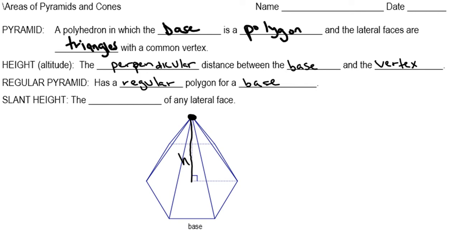The slant height is exactly as it sounds. It's the height of a lateral face. So it's slanted and it sits on the triangle at a perpendicular, so it would be a right angle here. That's referred to as L for slant height.